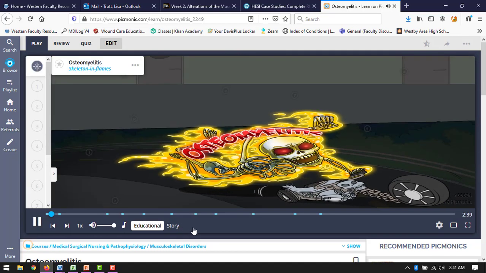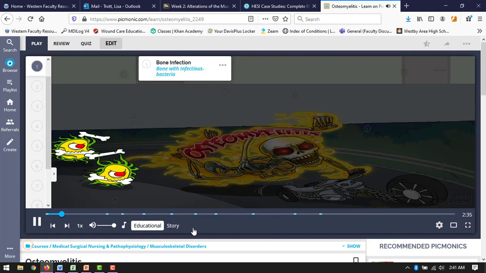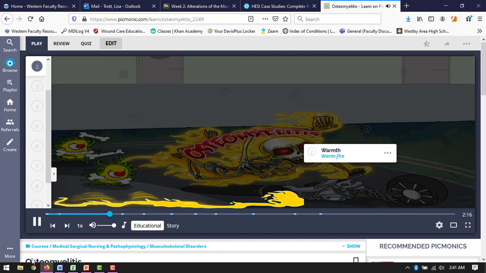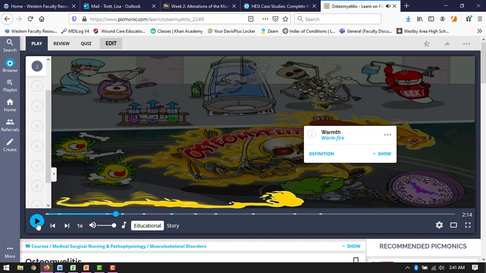So that's the little story. Use this Picmonic to help you learn. I won't show you the whole osteomyelitis thing, but the skeleton in flames. Osteomyelitis is a bone infection shown by the bone with infectious bacteria. This severe infection affects the bone, bone marrow, and surrounding soft tissue, with the most common offending organism being Staphylococcus aureus. Clinical manifestations are both local and systemic. The infection site is often tender and warm to the touch. Okay, you guys get the idea.